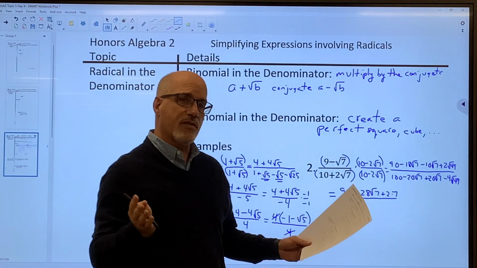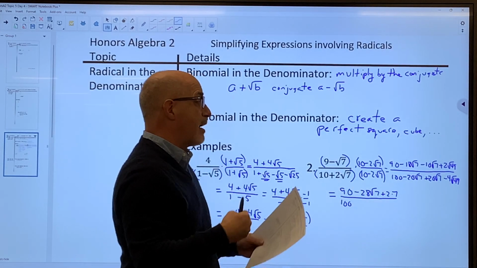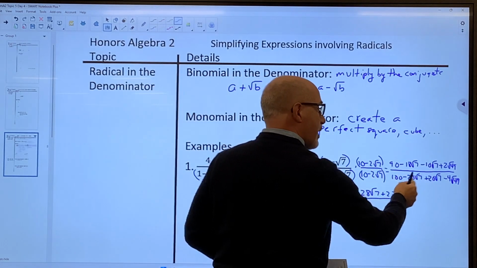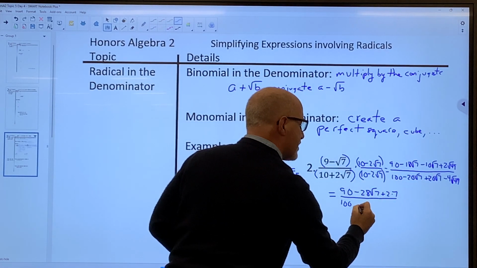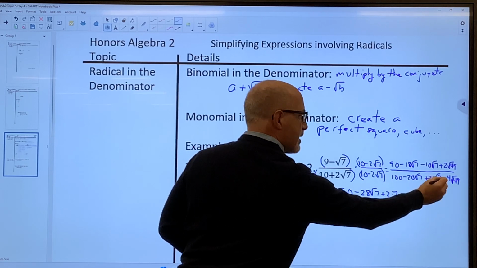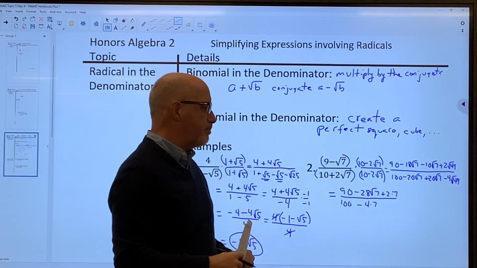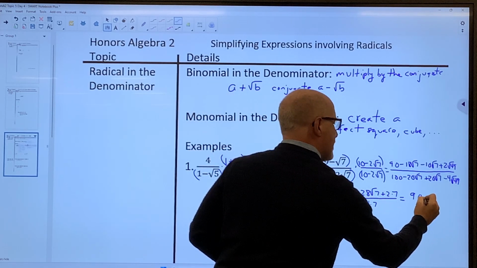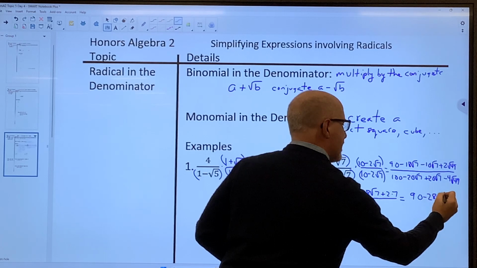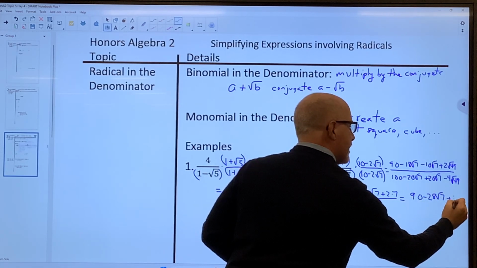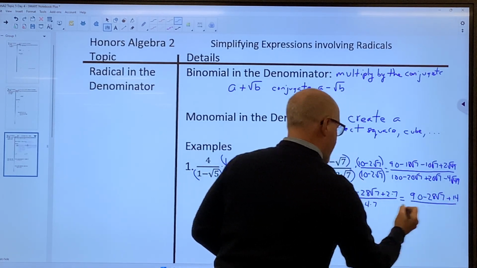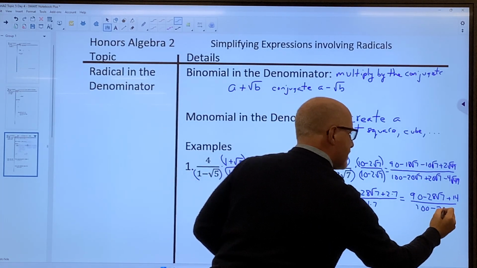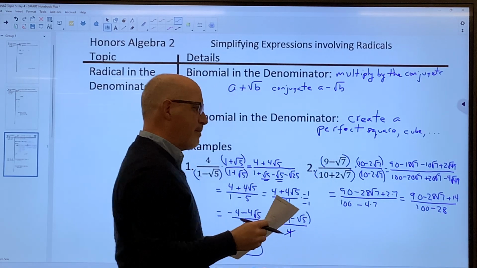That's the whole purpose of using that difference of squares factoring pattern to our advantage, to get those middle terms to reduce out and no more radicals there. And then minus 4 times 7, because the square root of 49 is just 7. Now simplify further. We've got 90 minus 28 square roots of 7 plus 14 all over. Down here we're going to have 100 minus 28.